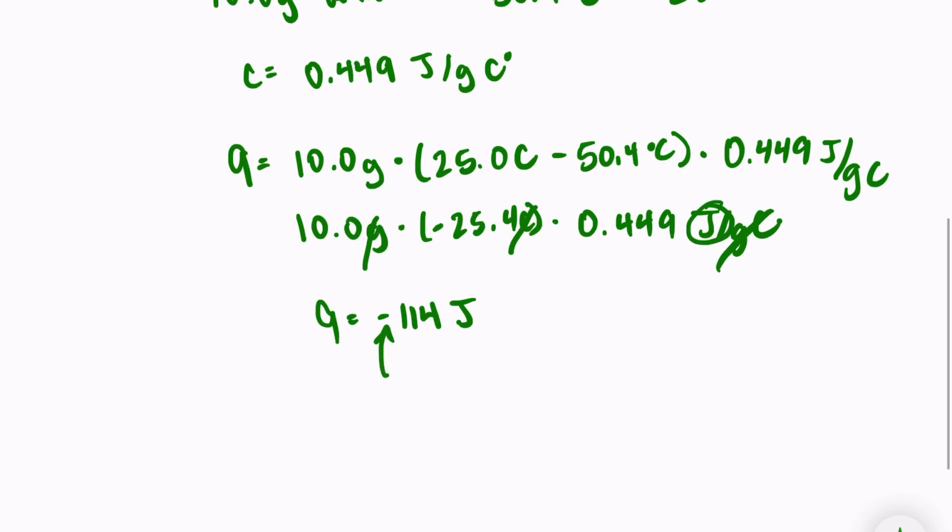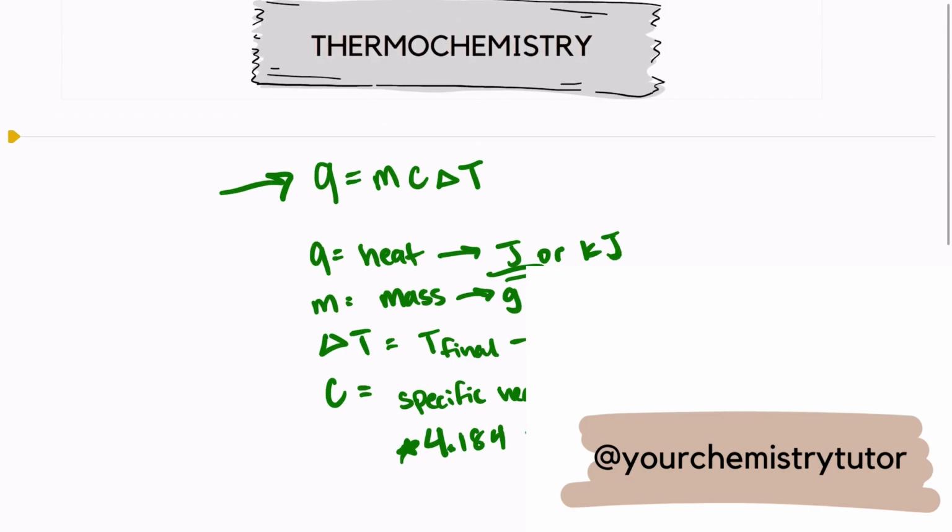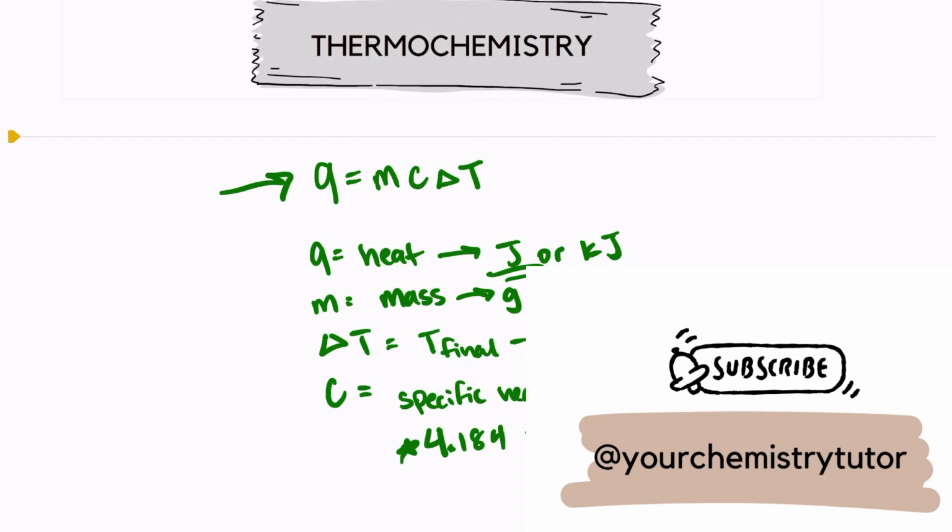This negative sign means that this was an exothermic reaction. Energy was released. If that were a positive value, then it would be an endothermic reaction. Energy would have been absorbed. So that's how you use the Q equals mc delta T equation. And of course, you can rearrange this equation to solve for any variable that you might be looking for.